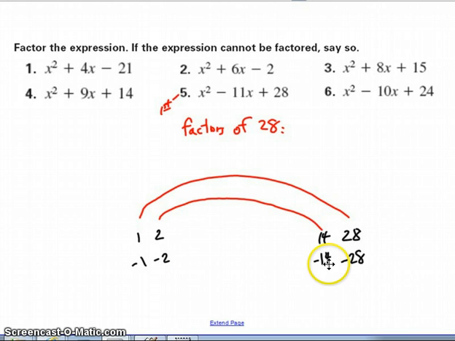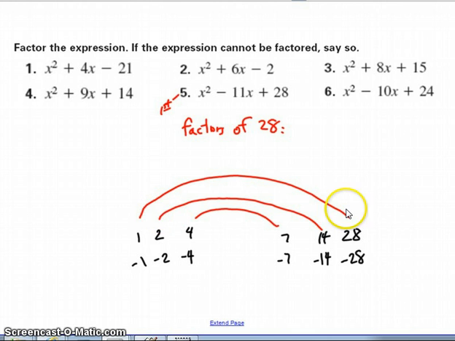As negative 2 would pair up with negative 14. Does 3 go into 28? No, it doesn't. How about 4? It does. 4 times 7. Okay. How about 5? Nope, it doesn't go into 28. How about 6? It doesn't go into 28 evenly either. That's it. The door is closed.